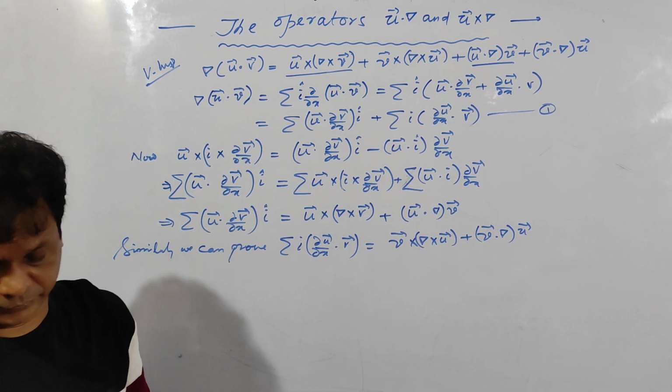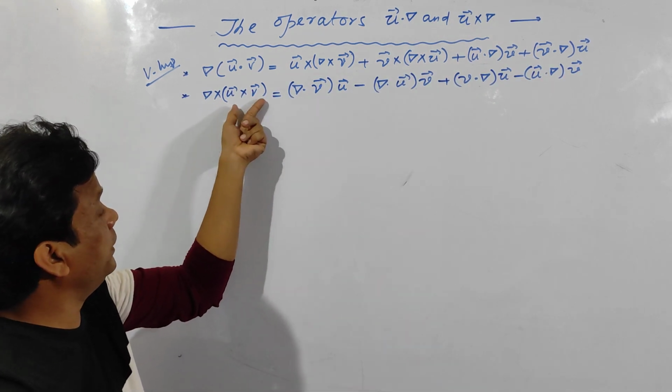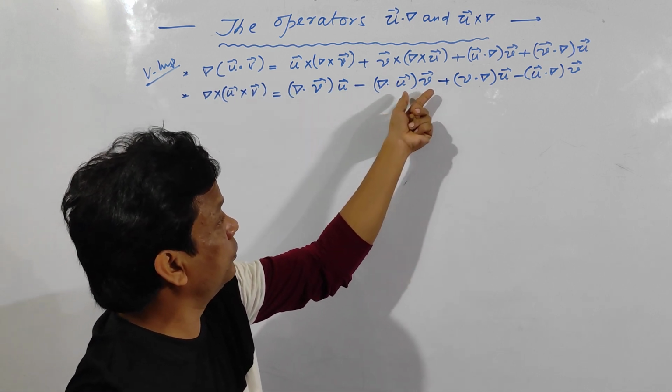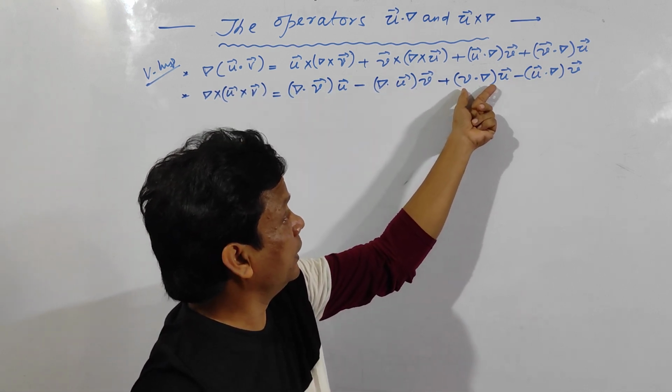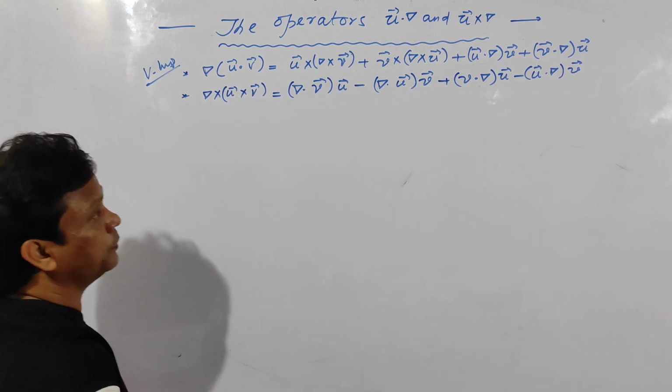Here, see the second formula. Curl of u cross v is equal to divergence of v into u minus divergence of u into v plus v dot del into u minus u dot del into v. So how to prove this one? See here.